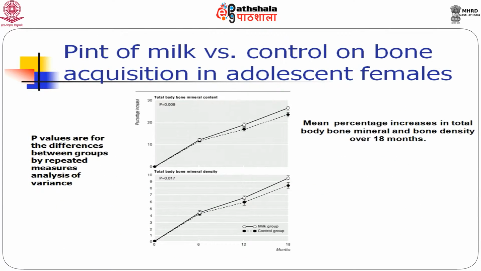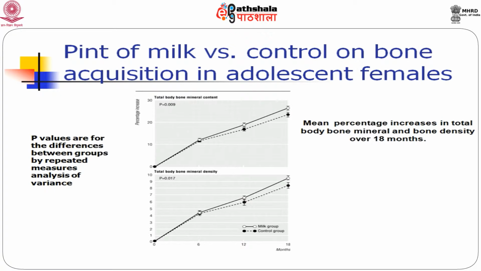Third example is the pint of milk versus control on bone acquisition in adolescent females. You know, the word pint means some amount of milk, usually 1/8 of a gallon. So, some amount of milk is given to adolescent females. Most adolescent females suffer from a kind of deficiency in bone acquisition. So, this is whether milk is really effective in increasing their bone density or bone mineral content. We are going to look into that.